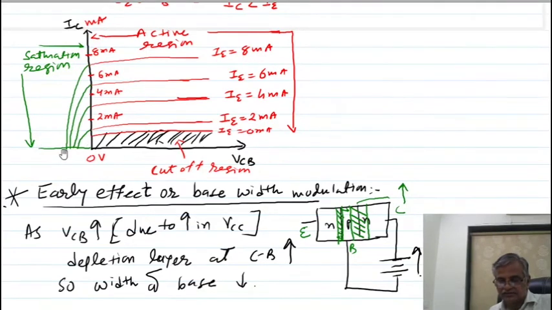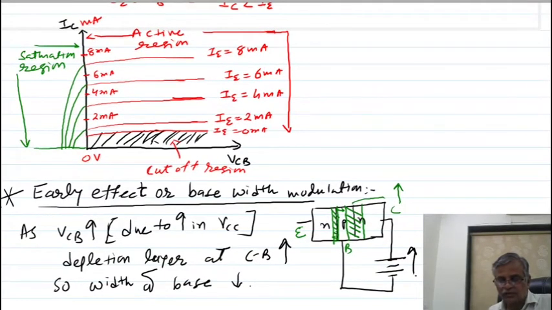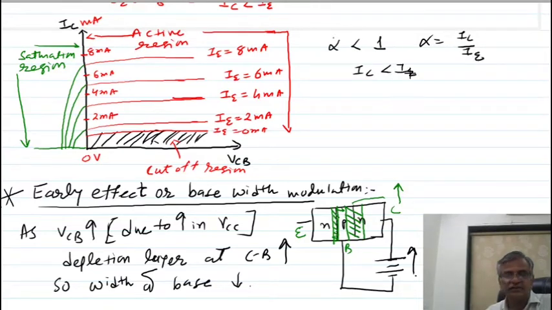Now here, output current is always less than the input current. As a result, current gain alpha is always less than 1. It is always less than 1 because alpha is output current upon input current. IC is always less than emitter current, so it is always less than 1. It is of the order of 0.9, 0.8, 0.98, 0.7. Everything depends upon the doping concentration of these three regions.